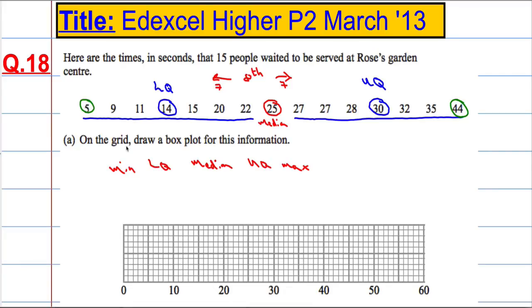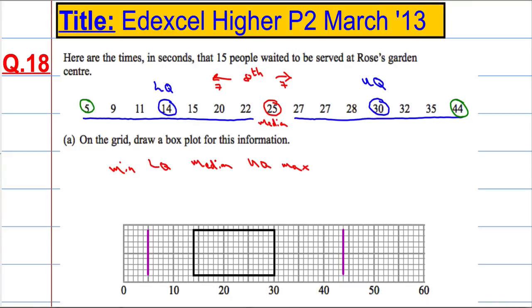The lowest value is 5. So there it goes there. The highest value is 44, which is going to be there. The lower quartile is 14, and the upper quartile is 30.